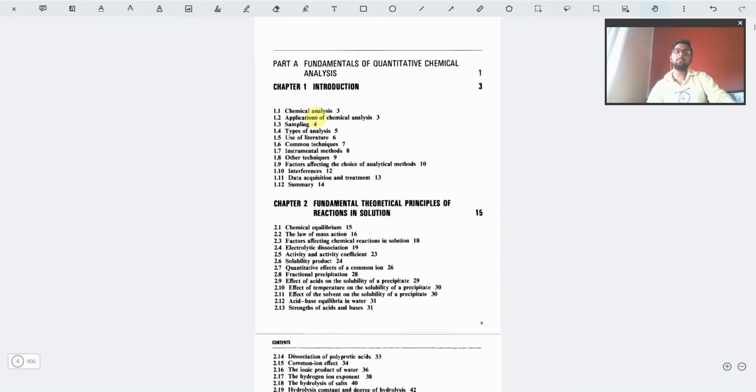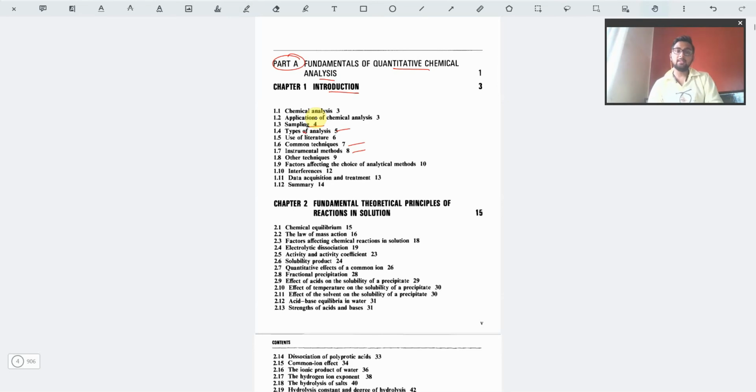First of all, we have part A, which deals with the fundamentals of quantitative chemical analysis. Quantitative is basically about the amount. First is the introduction: what is sampling, types of analysis, common techniques, instrumental methods. This is basically an introduction chapter, so no details as such are required.